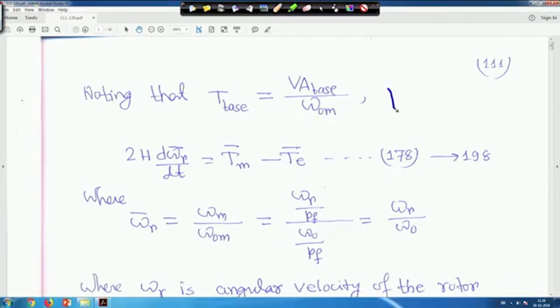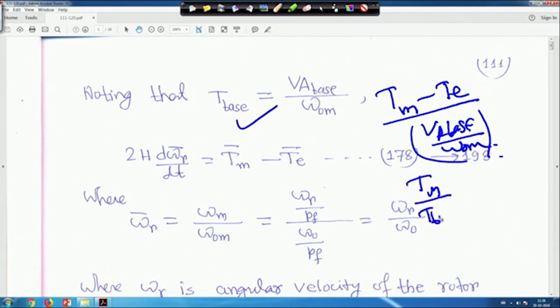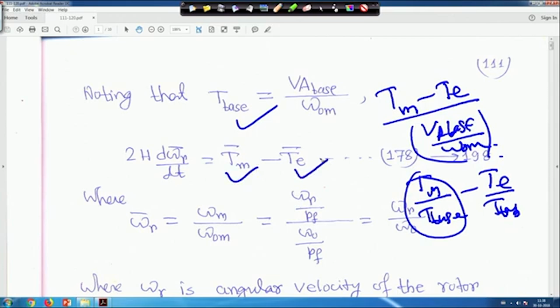Okay. So, in the previous equation we just saw, this is T_m minus T_e divided by V_a base divided by omega_0m, and this is nothing but the torque base. That means this equation will become T_m by torque base minus T_e by torque base. So, this T by T base we are writing as T bar, and T_m by T base as T_m bar.